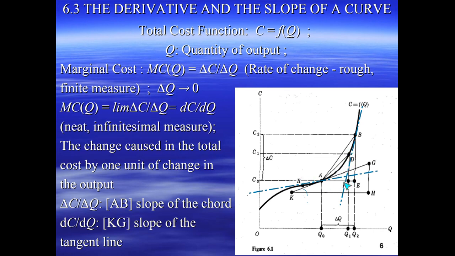And if we continue making delta Q smaller and smaller, at the end, this B approaches A very much, and at the end it becomes almost one point, and the chord becomes the tangent line passing by the point A. This tangent line, you see in blue. So if we measure here, we have actually the measure of this.